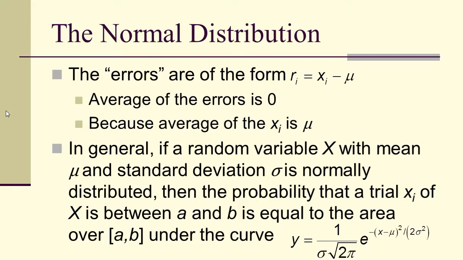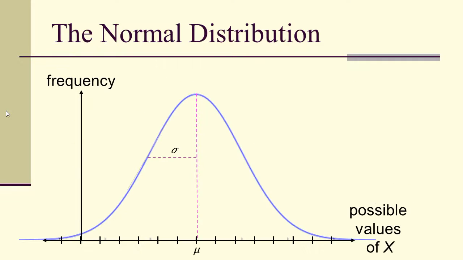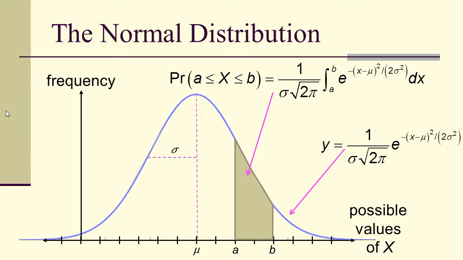And therefore, in general, if we have a random variable x with mean mu and standard deviation sigma normally distributed, then instead of the r squared, we get the x minus mu squared. And that's really the only difference between this and the previous slide. So it's just the bell curve shifted over. The distance from the mean to an inflection point is the standard deviation. And this is our Gaussian curve, and the Gaussian distribution is the probability distribution that you get.